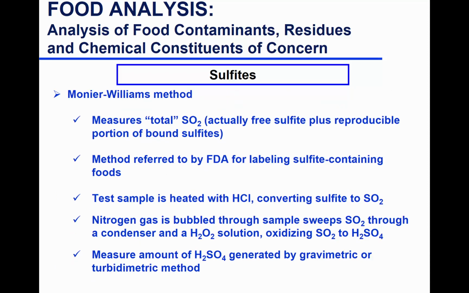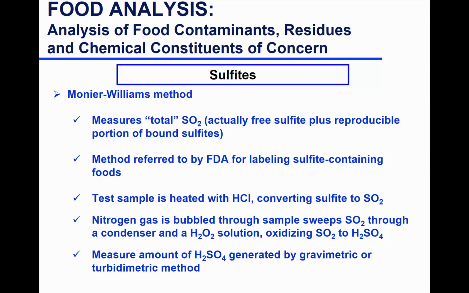But the most common method is the Monier-Williams method, which measures total sulfur dioxide. So, which measures the free sulfite plus a reproducible portion of bound sulfites. It is the method that the FDA recommends for labeling. And the way it's done is basically your sample is heated with HCl. So most of the sulfites are converted to SO2.